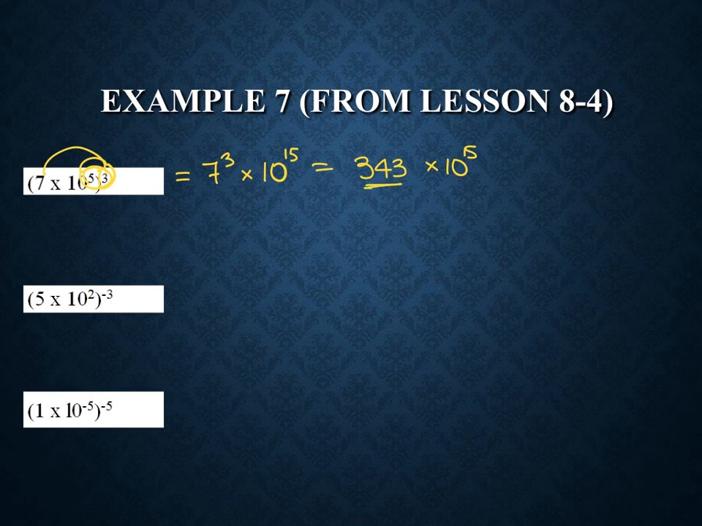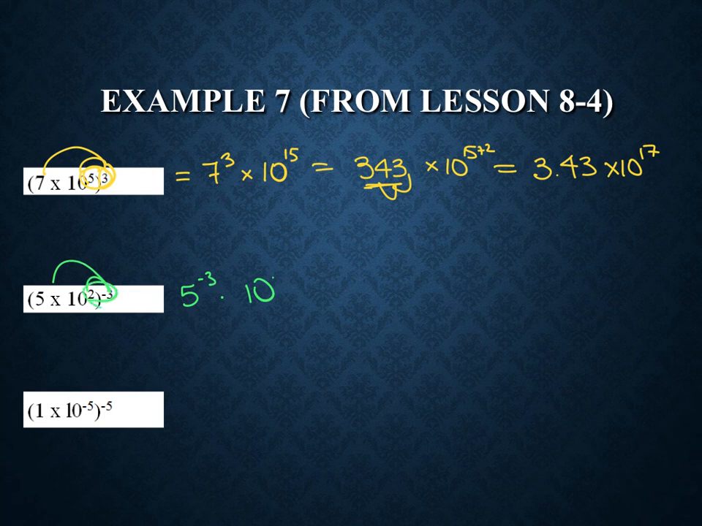I need to rewrite 343 as a number in between 1 and 10. So that becomes 3.43, and I did move my decimal place 2 places, therefore I have to add 2. So this is going to give me 3.43 times 10 to the 17th. Likewise, for the next one, I'm going to have to distribute that negative exponent onto everything. So I have 5 to the negative 3rd times 10, and I have a power to a power, so this becomes times 10 to the negative 6th.